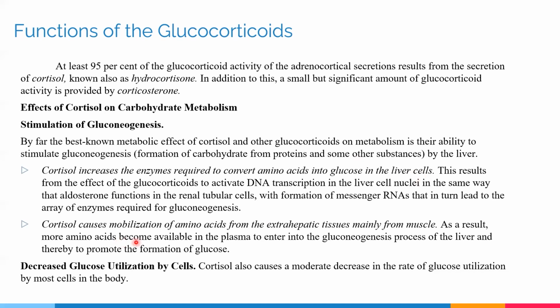Cortisol causes mobilization of amino acids from the extrahepatic tissues, mainly from muscles. As a result, more amino acids become available in the plasma to enter into the gluconeogenesis process of the liver and thereby to promote the formation of glucose.